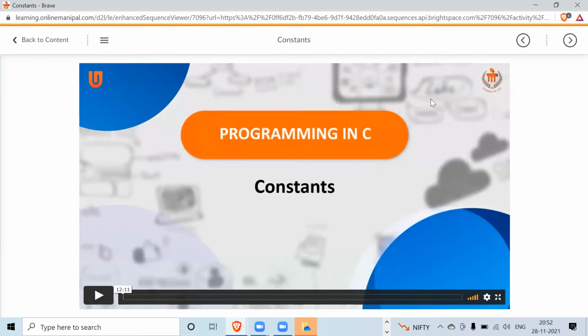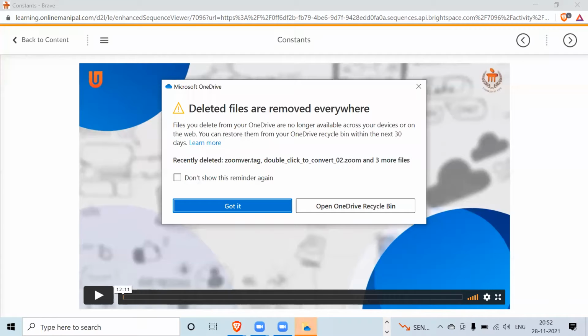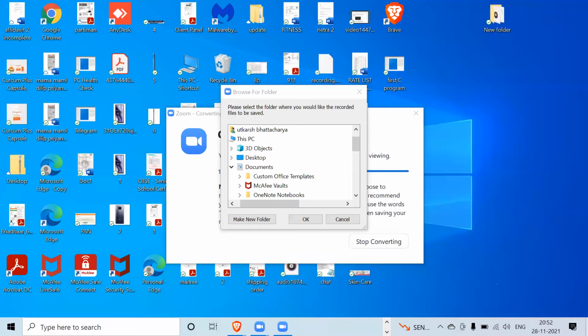Okay, so we did a brief discussion about C. We started the introduction, like what C is, what its applications are, what its relevance is, and all that. Today we are going to start with some features, or some things which are important about C. The first thing we are going to start with is constants.